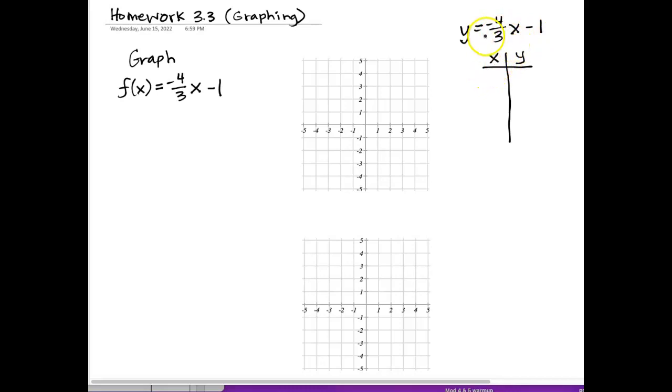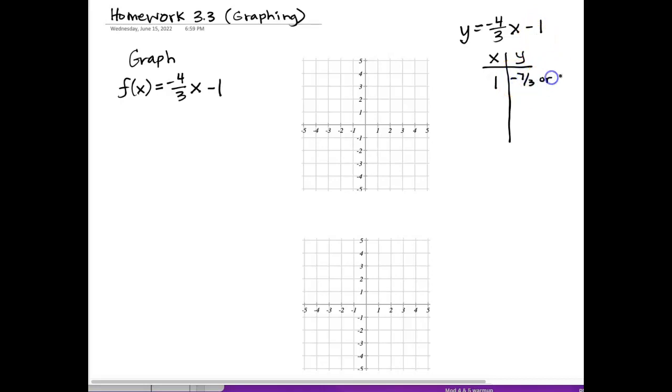And then from here, I noticed that some people are struggling because they're plugging numbers in for x, but then their y, they're getting a decimal answer that they can't plot on this graph. And so let me show you what I mean by that. So say that you decided to choose 1 as what you were going to substitute in place of x. Well, if I do negative 4/3 times 1, that's negative 4/3, and then I minus 1 from that, and I get negative 7/3, right?